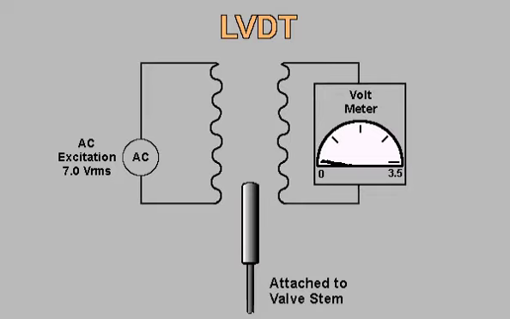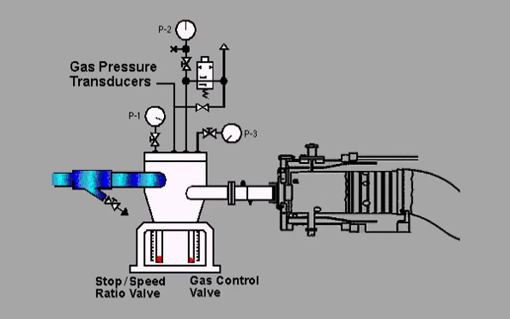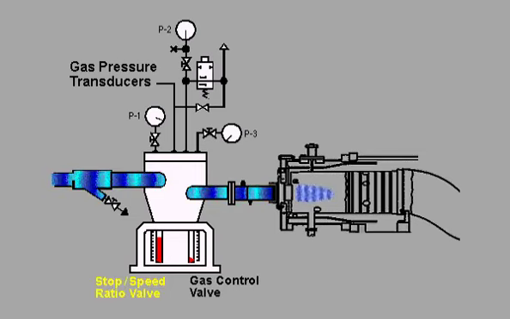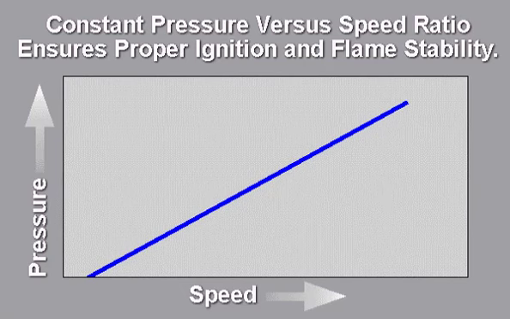This is a graphical representation of the gas fuel system and its components. First, we will explain the function of the key components and then show you how they function with the control system. The stop-speed ratio valve serves two functions. First, during an emergency trip or normal shutdown, the stop-speed ratio valve will close to stop all fuel flow to the turbine. Second, it provides pressure regulation of the gas supply.